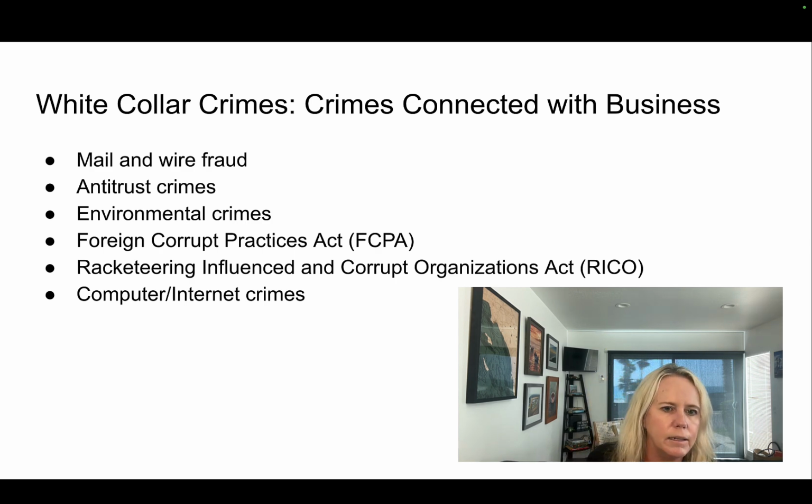And then there are a ton of computer and internet related crimes: phishing, spamming, ransomware. I will talk about that in the following weeks. We will probably have a whole module dedicated to computer crime.